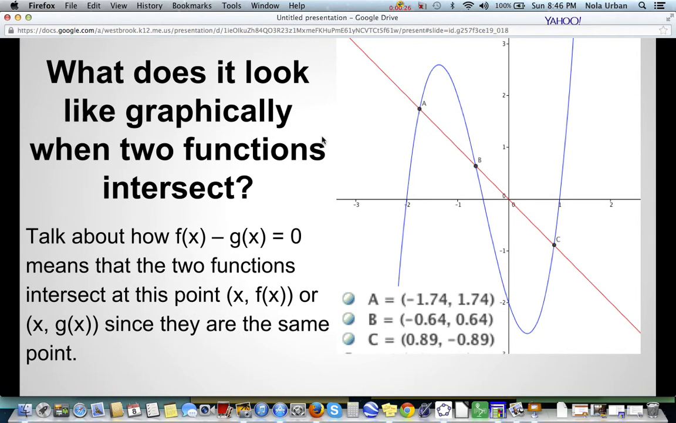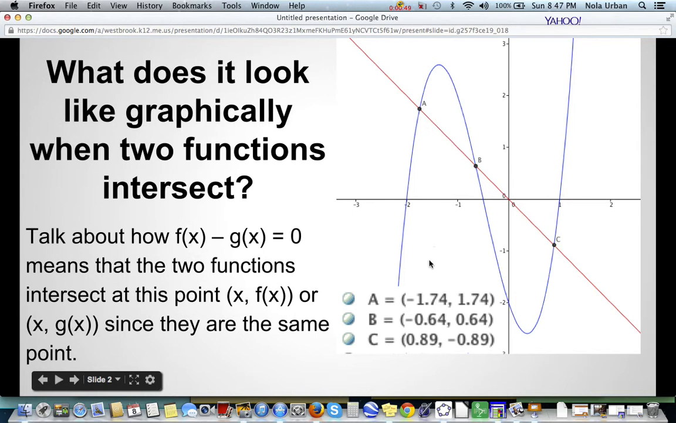When you look at my two functions, I've identified where they intersect: at point A, at point B, and at point C. When I followed my blue function around, I came to the point A. Following blue's definition, I also came to B, and following the blue definition, I came to C. Likewise, if I followed the red definition, I got to A and B and C.